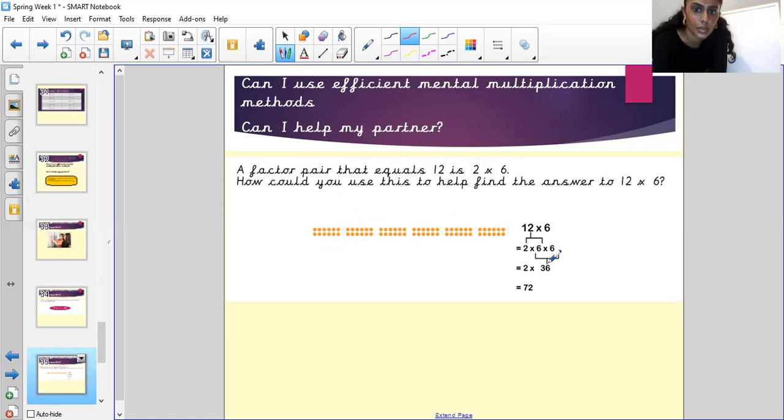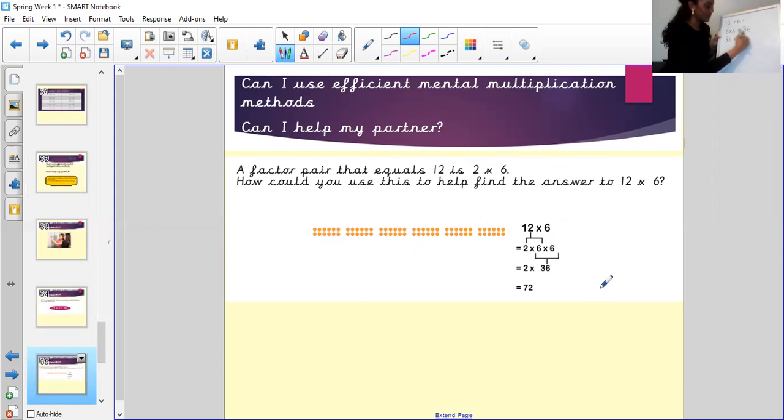So the first thing that we could do is break this down. So if we're trying to work out 12 times 6, one way that we could do it is we could do 6 times 6 because there are 6 arrays and on each line there are 6. You could do 6 times 6, which equals 36, as you can see here. And then how many rows do we have? We have 2, so we times this answer by 2. So you would do 36 times by 2.